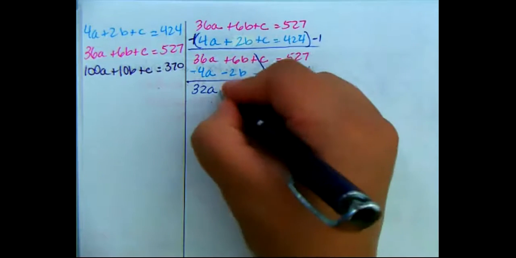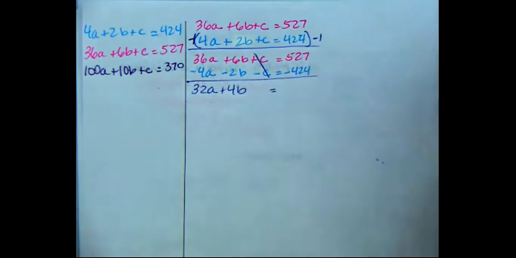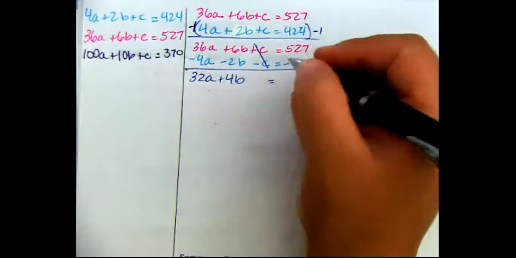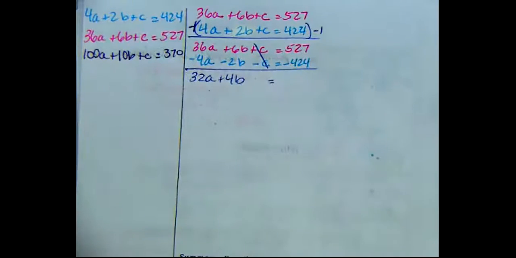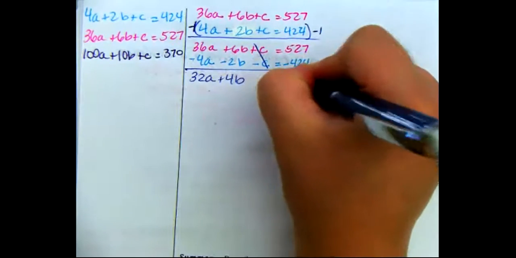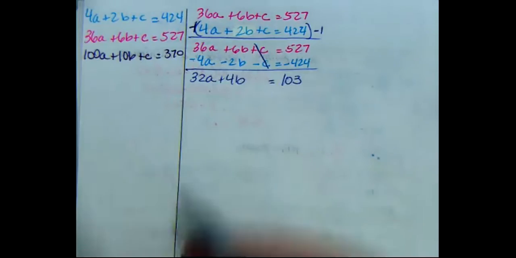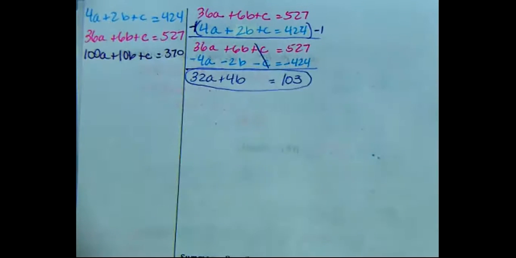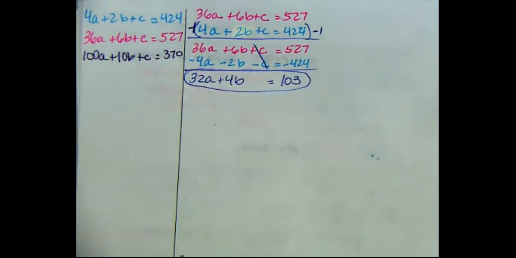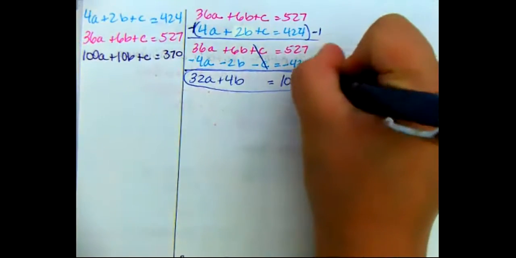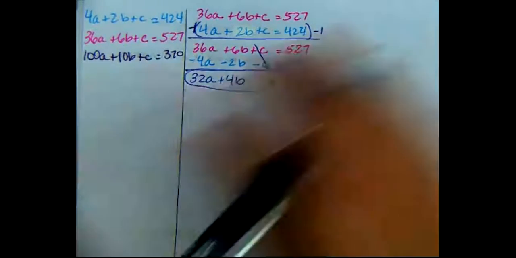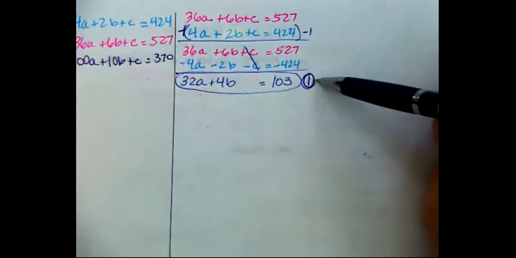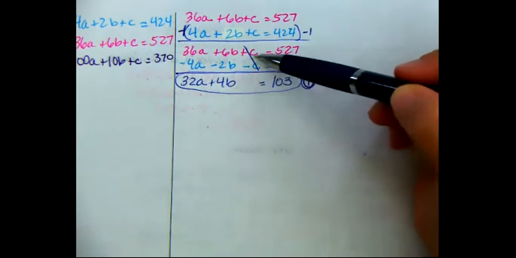6B minus 2B, that's going to be a plus 4B. And then 527 minus 424 will give me 103. Okay. So I'm going to call this right here equation 1, because I didn't name the other ones. I'm using colors for those. So I now have my equation 1, which has A and B variables in it only. I got rid of the C's.